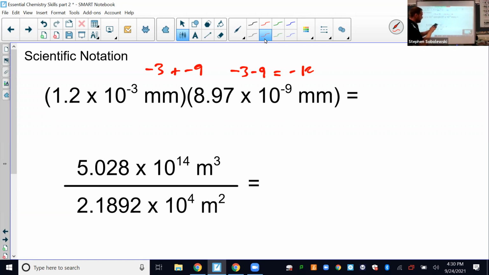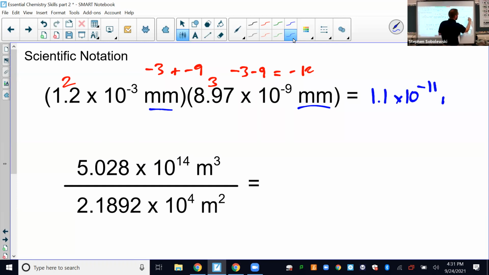Okay, 1.2 times 10 to the negative 3rd. I'll do this one manually. Times 8.97 times 10 to the negative 9th. All right, now I have my answer here. Let's look at sig figs. I see 2 sig figs here and 3 sig figs here, so I need 2 sig figs. And my unit is going to be millimeters squared. So I have 1.0764 e negative 11. I'm going to call that 1.1 times 10 to the negative 11th millimeters squared.